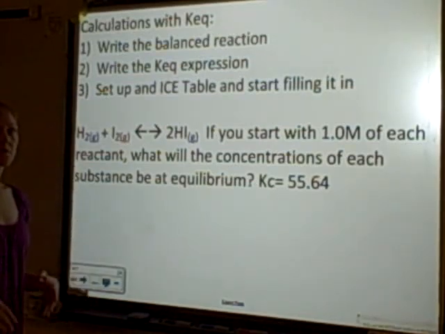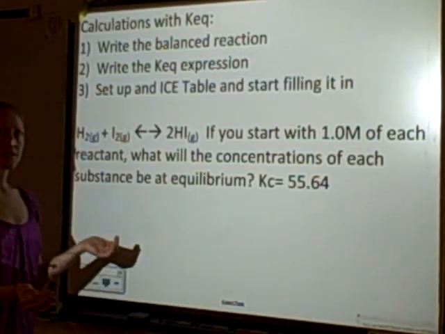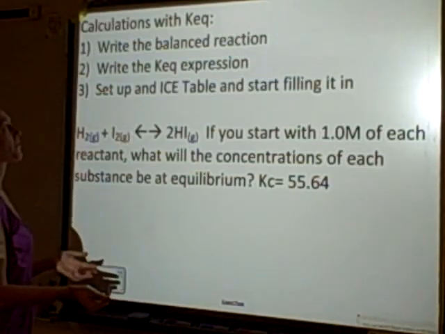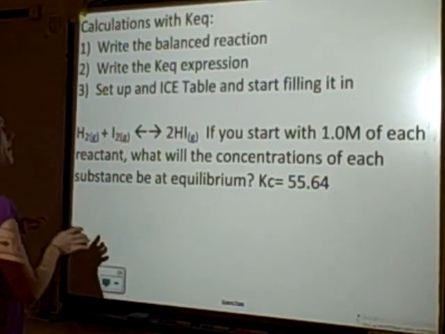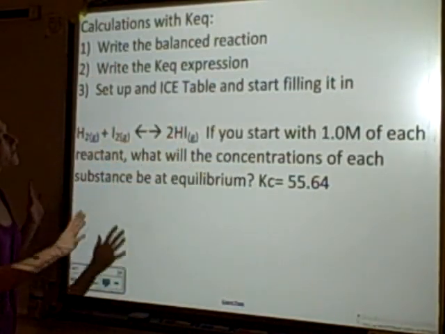I think the best bet for trying to figure out these problems, they're fairly large, but if you organize the information you have, you're going to have a much better shot of getting these done. That's what I've seen from my kids in the past. So if you write a balanced reaction out, everybody can do that one.